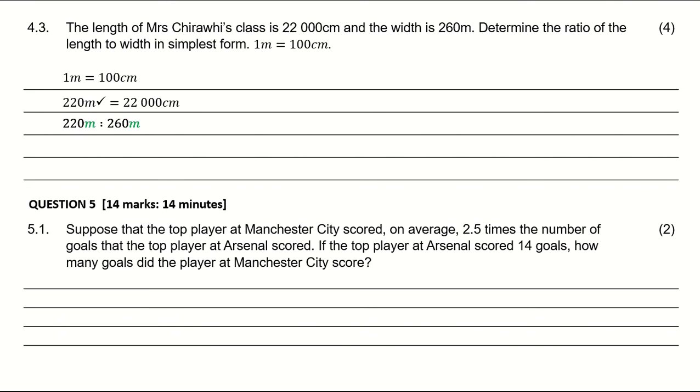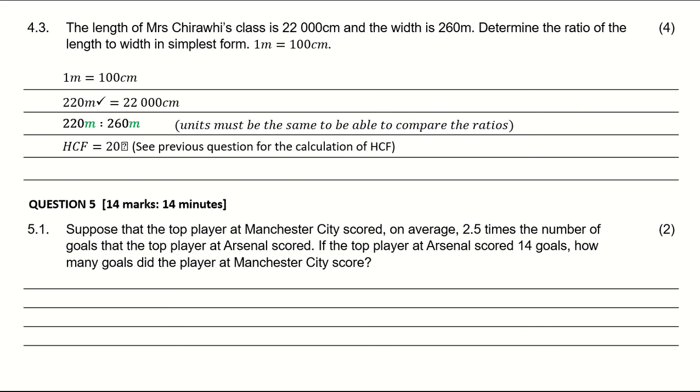Then divide by the highest common factor. To divide by the highest common factor, you will have to check what I did in the previous method by finding HCF. And you will notice that for these 2 parts, your HCF will be 20. Then you will divide each part by 20. The first part will give you 11, and the second part will give you 13.